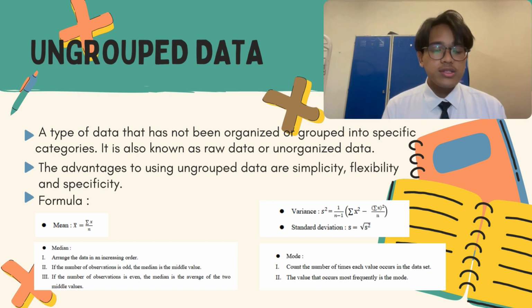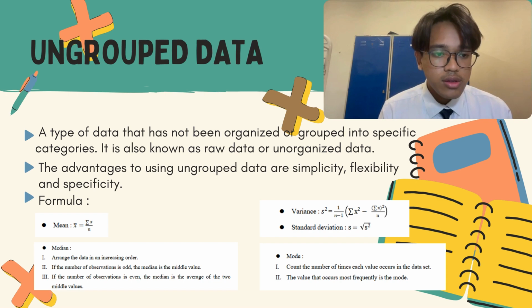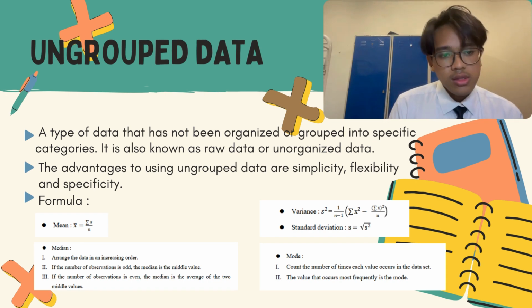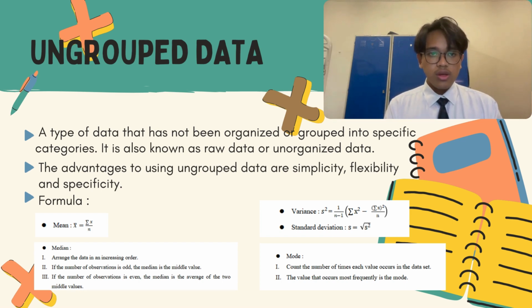For variance, the formula is 1 over n minus 1, the sum of x to the power of 2 minus the square of the sum of x over n. For standard deviation, we just take the square root of the variance.